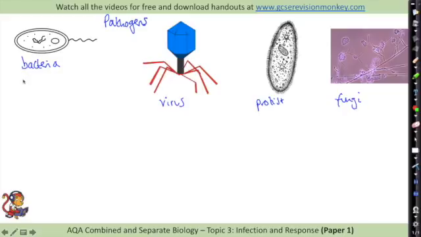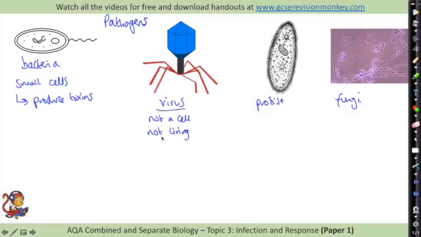With a bacteria, these are small cells, and to make us feel ill, these bacteria produce toxins. A virus is not a cell, and it is not living. This is just a specially shaped protein. What they do is they replicate inside your cells, and then they burst out of the cells and rupture them. That is what makes us feel ill.